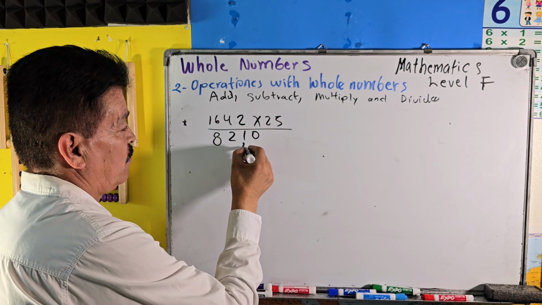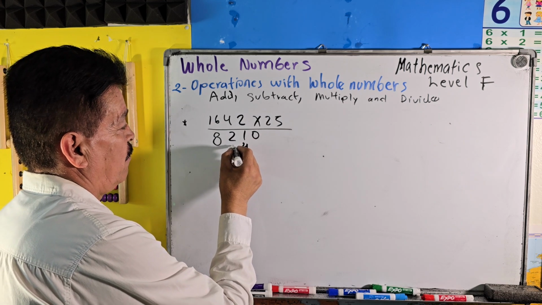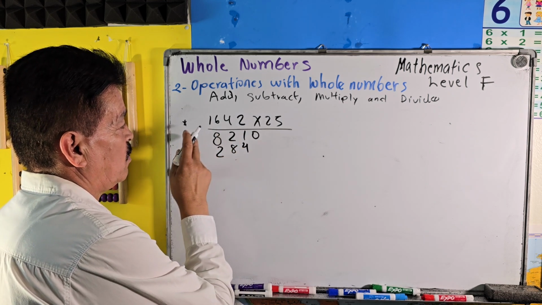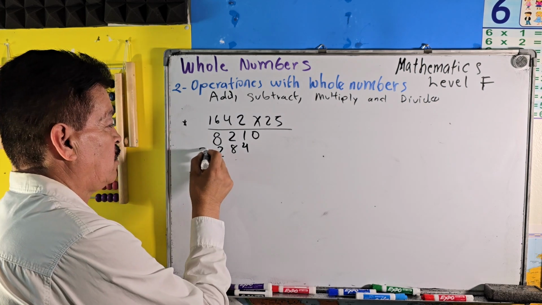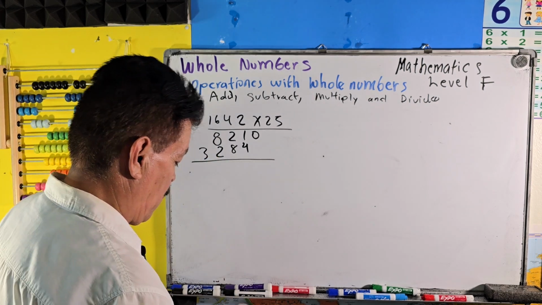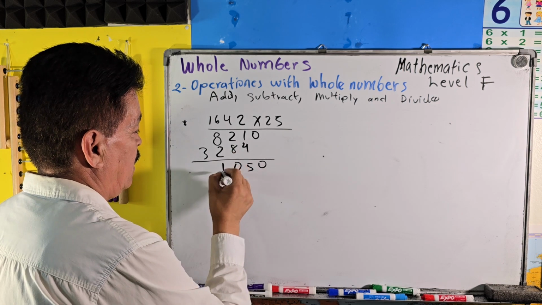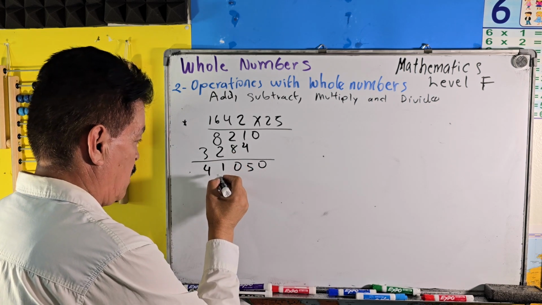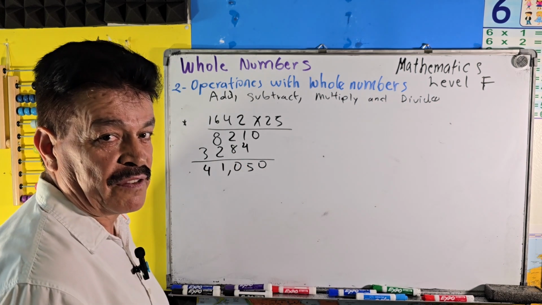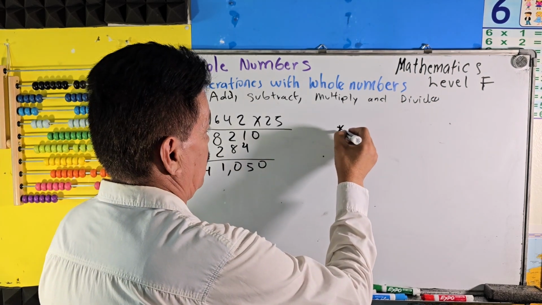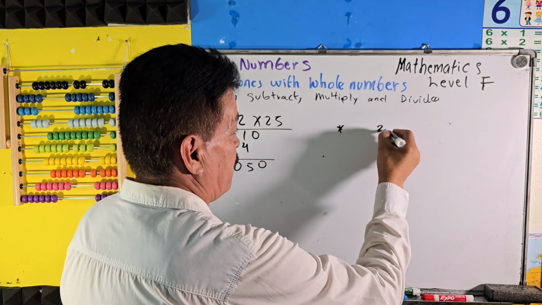So 2 times 2 is 4. 2 times 4 is 8. 2 times 6 is 12. And then 2 times 1 is 2 plus 1 is 3. So 0, 5, 10, 11, 4. 41,050. Okay. So now divided by, this is not division here.